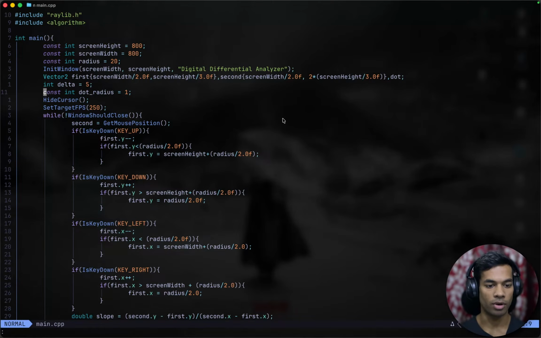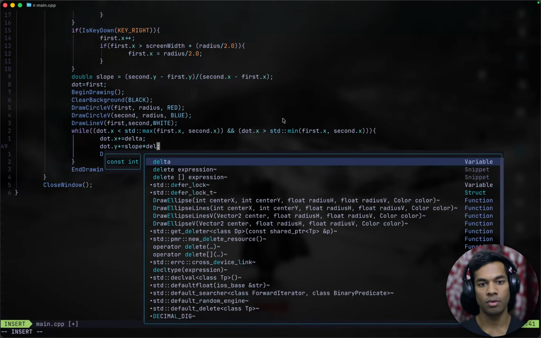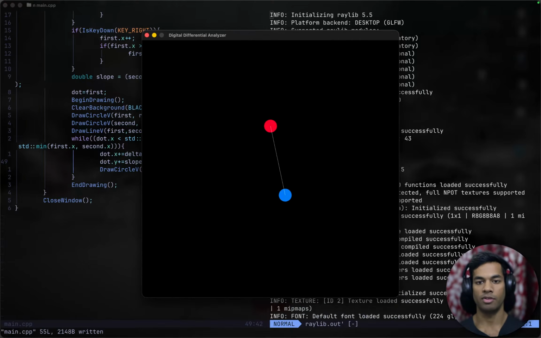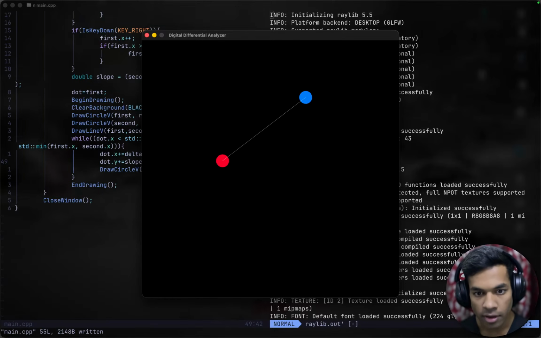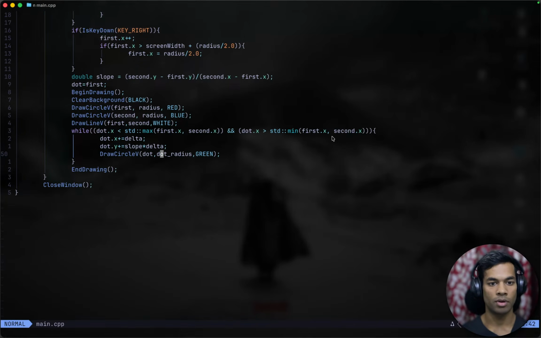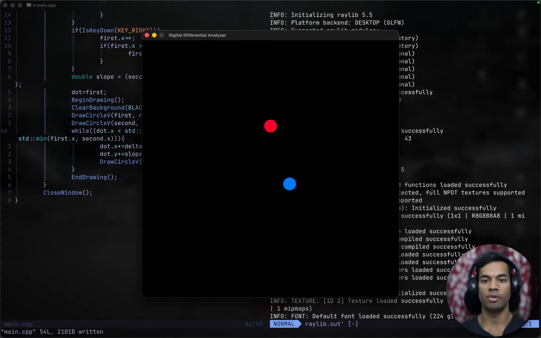Yeah, delta is completely okay, but you have to increase slope into delta. Okay, that was the mistake. And okay, we don't have the green line at all now. It is actually gone. Let's remove the draw line function, and yeah, the green line is gone.